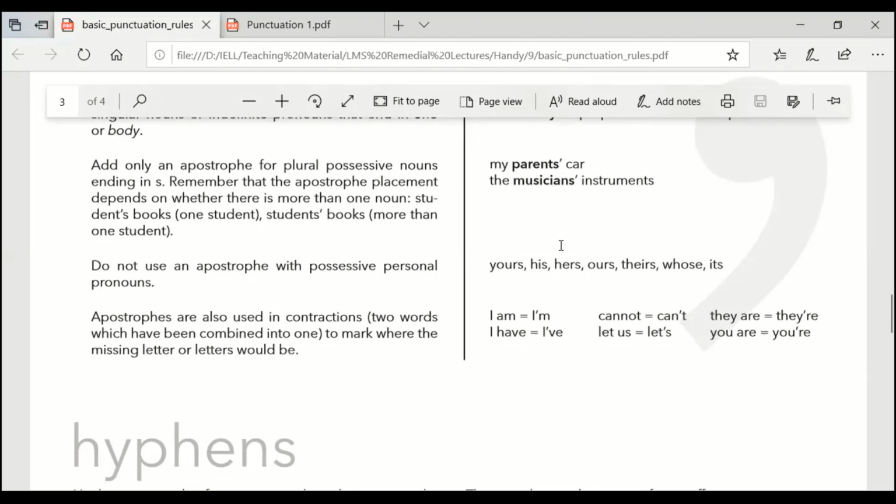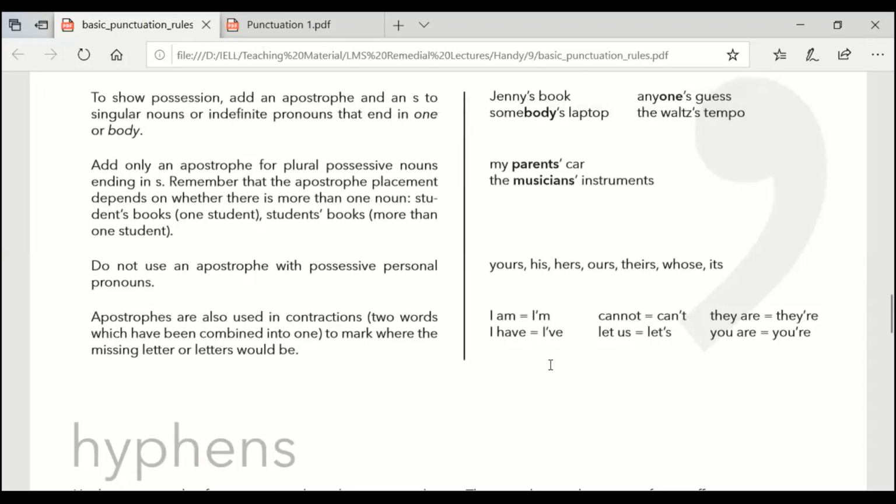So these are very common contractions, and there are some other contractions that you might have heard of or might use in your writing. But remember that we do not use these contracted writings in formal writing. We use them in informal writing. So these are certain uses of apostrophes.